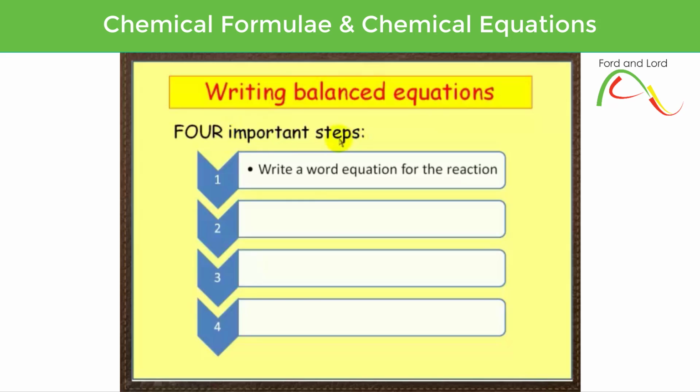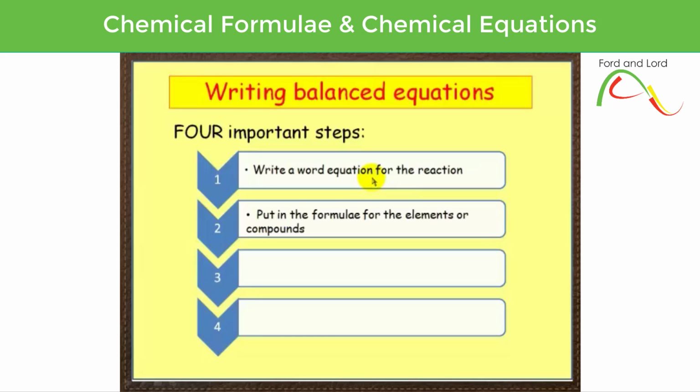Now, there are 4 important steps in writing a balanced equation. Write these down, okay? Put them on a big bit of paper, highlight them, put them on your bedroom ceiling and look at it and wake up in the middle of the night. No, don't do that. First of all, write a word equation for the reaction.